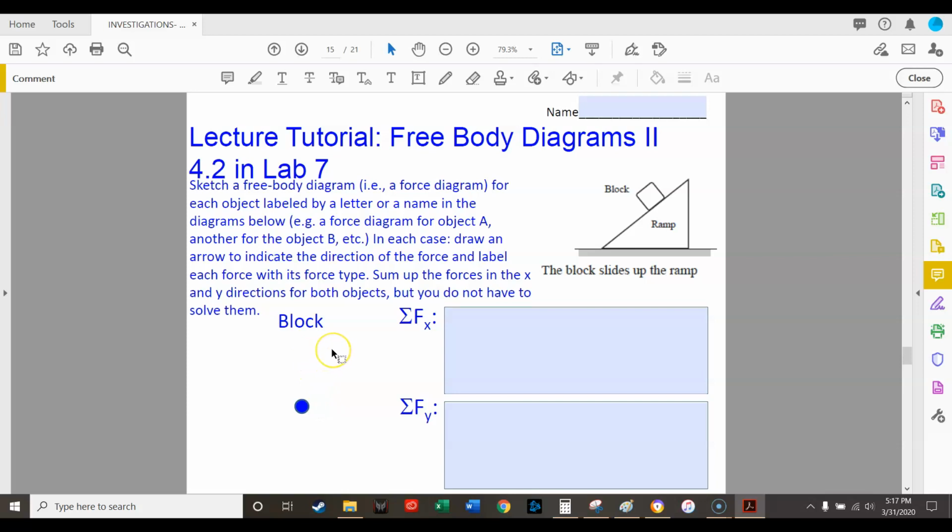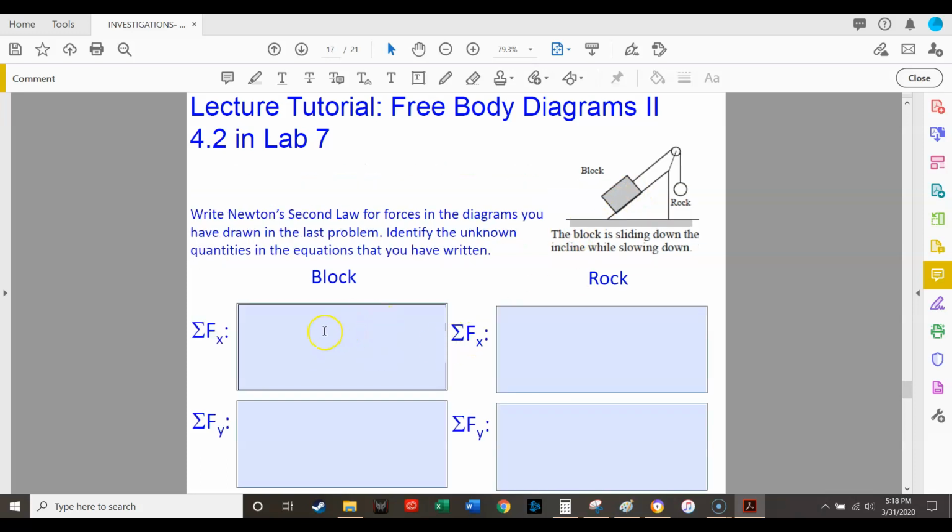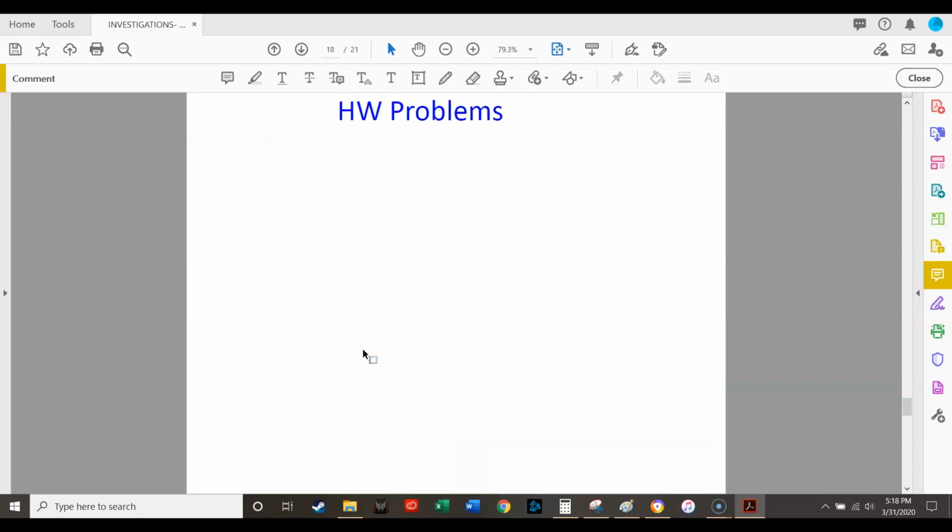Please do that for this block problem as well as this other block on ramp problem, except here you're going to have to make 2 force diagrams, one for the block, which is going to have a twisted coordinate system, and one for the rock, which is a hanging mass. And this block is sliding down the incline while slowing down. So you're also going to have to sum the forces in the x and y direction on both of those.